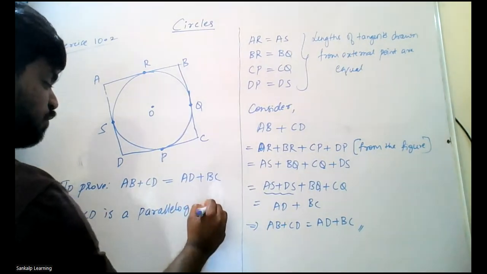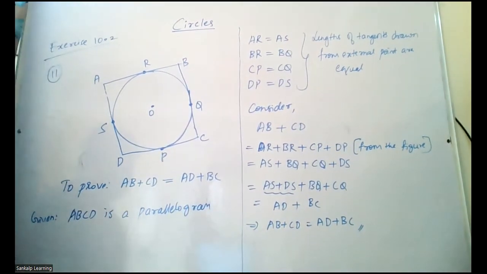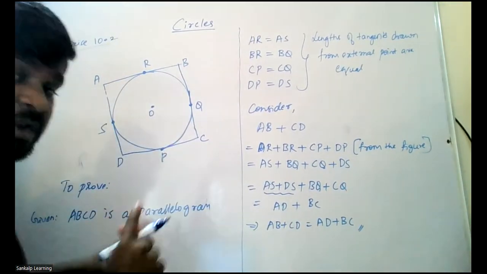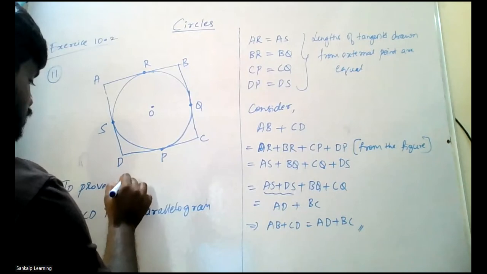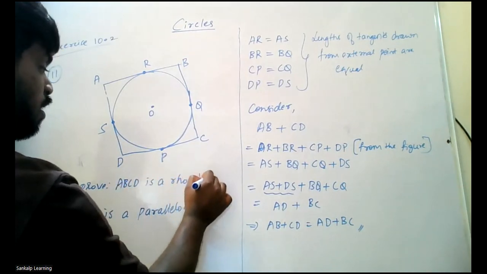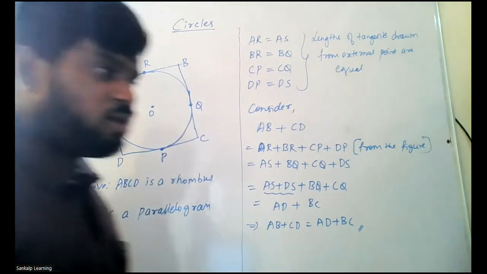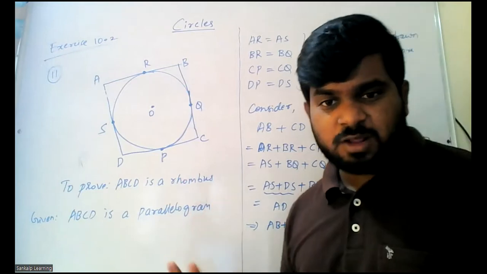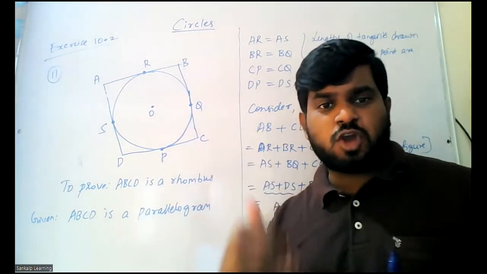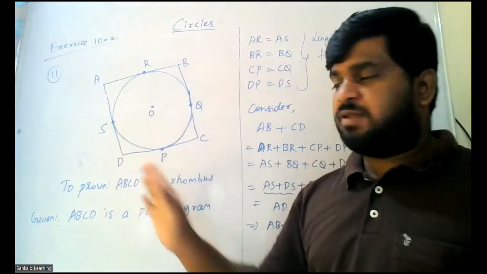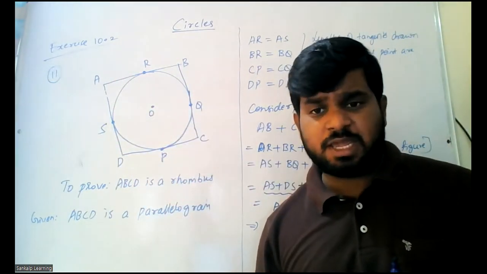Okay, what should we prove? We have to prove that if this is a parallelogram, then it can also become a rhombus. To prove ABCD is a rhombus. What is a rhombus and what is a parallelogram? Actually, a rhombus is a type of parallelogram. What is a parallelogram? Both the opposite sides are parallel. So AB and CD will be parallel, BC and AD will be parallel, and they'll be equal also.